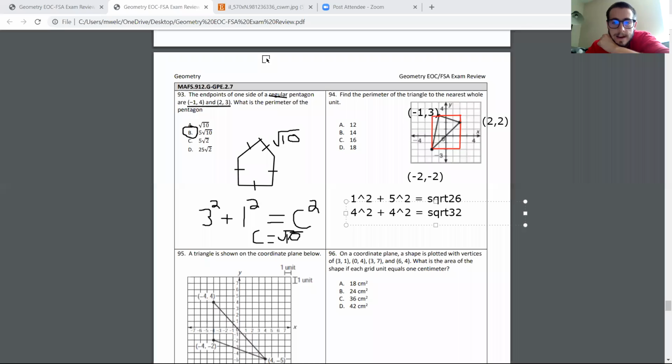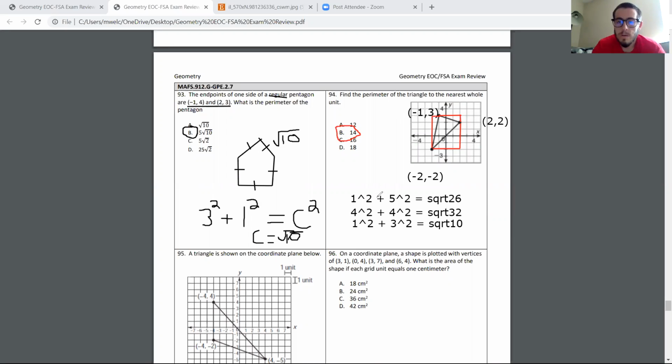And then finally, we'll do the last side, which is going to be this side right here. So this is 1 vertical distance and 1, 2, 3 horizontal distances. So that's 1 squared plus 3 squared. And that's going to equal 1 plus 9, so square root of 10. And so all I have to do now in order to find the perimeter is to add those 3 numbers together. I'll do that on my calculator. Square root of 26 plus the square root of 32 plus the square root of 10 is 13.918, but it's to the nearest whole unit. So it's 14.